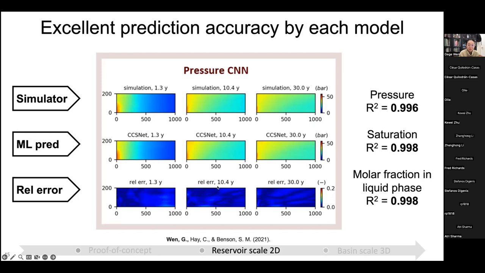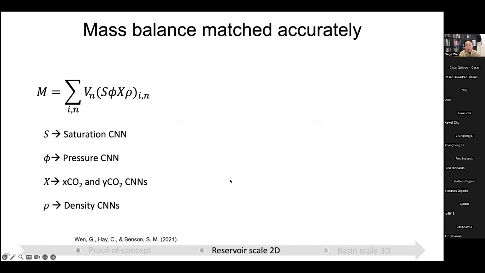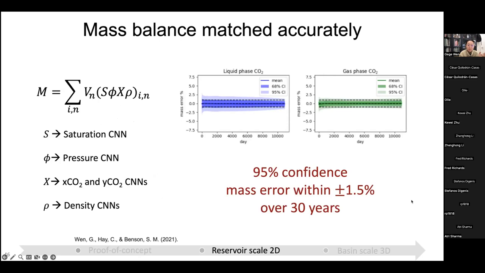And besides the accuracy in each of these models, we also calculated the mass balance at the end using the outputs of each of these models. The mass balance can be calculated as a sum of volume times saturation times pore volume times molar fraction times density. The saturation can be predicted from our saturation CNN. The pore volume is predicted from the pressure CNN because the rock is compressible. We calculate the pore volume using the compressibility and the pressure buildup. And we also have these molar fraction models and the density models. We can use all of the outputs to calculate the mass balance at the end.